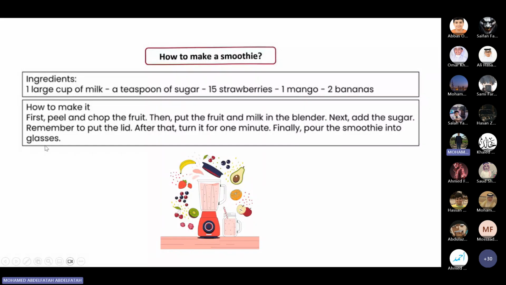Hero. Wonderful. You can touch the moon. Bravo, Saud. Good reading. Here, students, remember, you start with the ingredients of your smoothie.